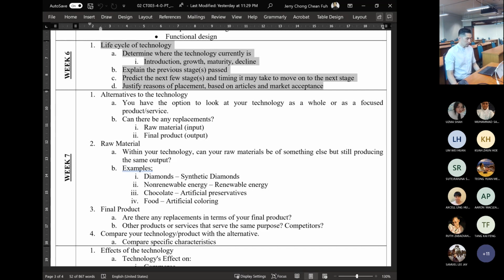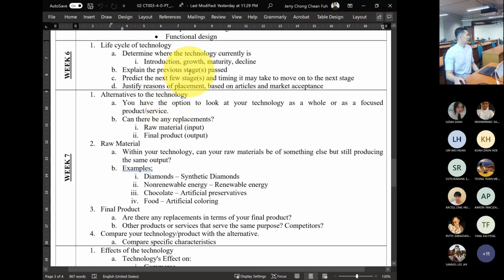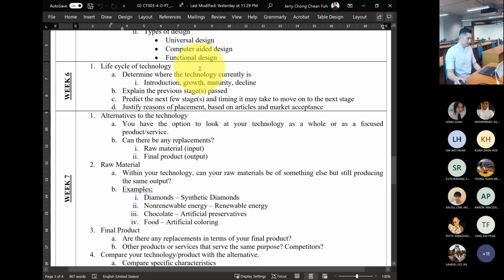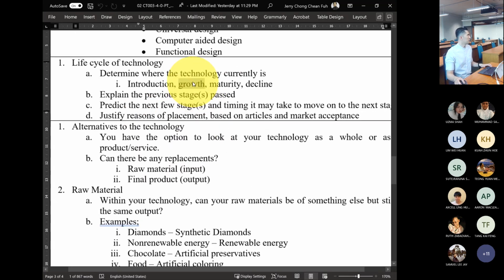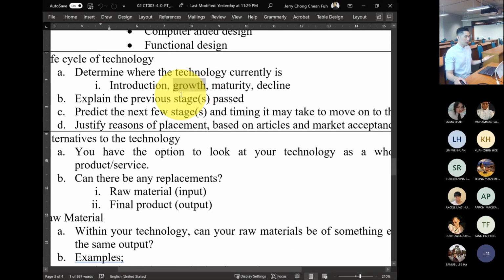Saad said, can you explain 1B again? Can I explain 1B again? Okay. B and C are connected to each other. So like I said, you have to do A first. Once you do A and decide, I'm giving you an example. I would say my technology that I've chosen is under growth. So if I've determined that it will be under growth, what am I supposed to do? I'm supposed to explain why my technology is under growth. So this is still under point A.